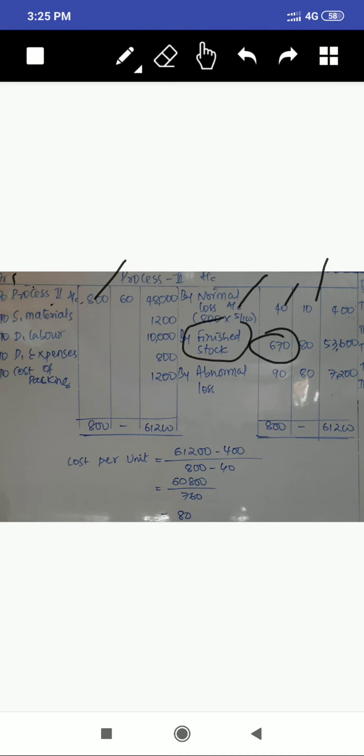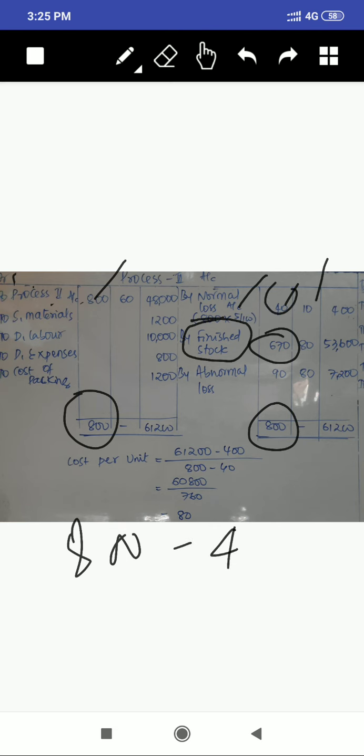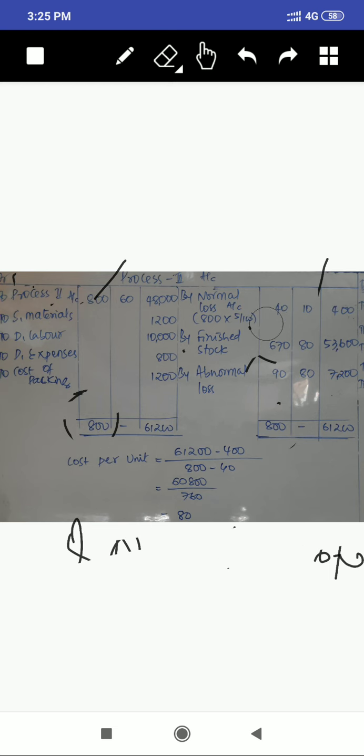See the entry, this was the third process, there is no next process. For the last process the output is transferred to finished stock, so it is transferred to finished stock. If it were a fourth process, then instead of finished stock you would need to write process 4, but this was the end. The third process is the end. From here it was transferred to finished stock. Then how much abnormal loss comes? The total of this one right here, 800 minus 40, as I said, minus this 670. So we will get the abnormal loss. Abnormal loss is how much then? 90. Then find the cost per unit.